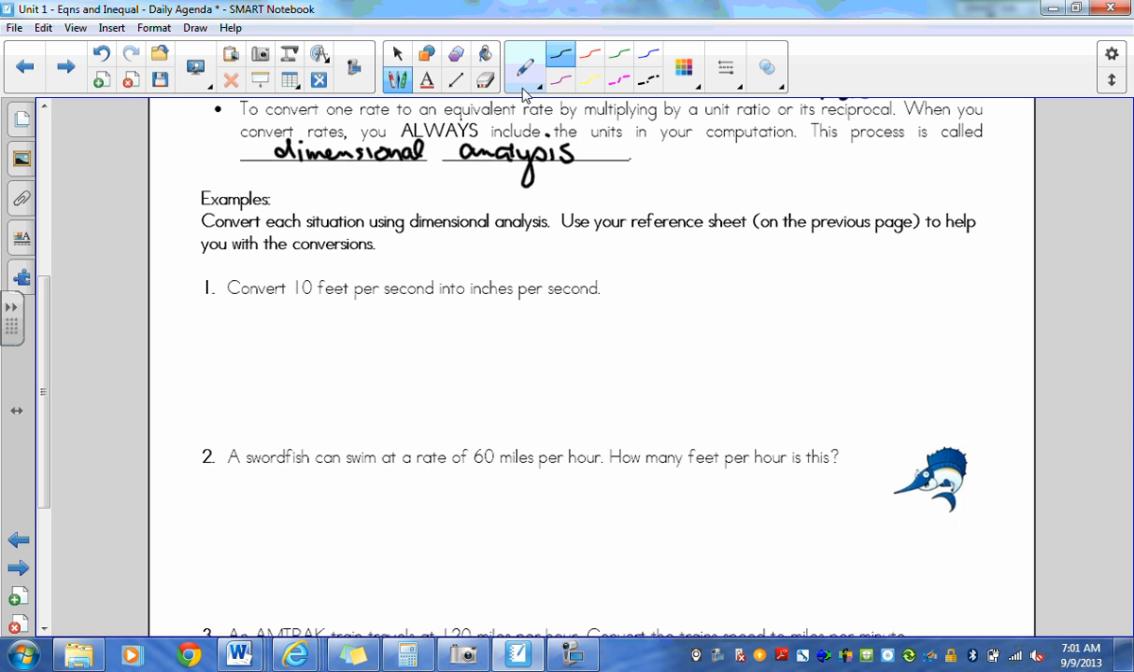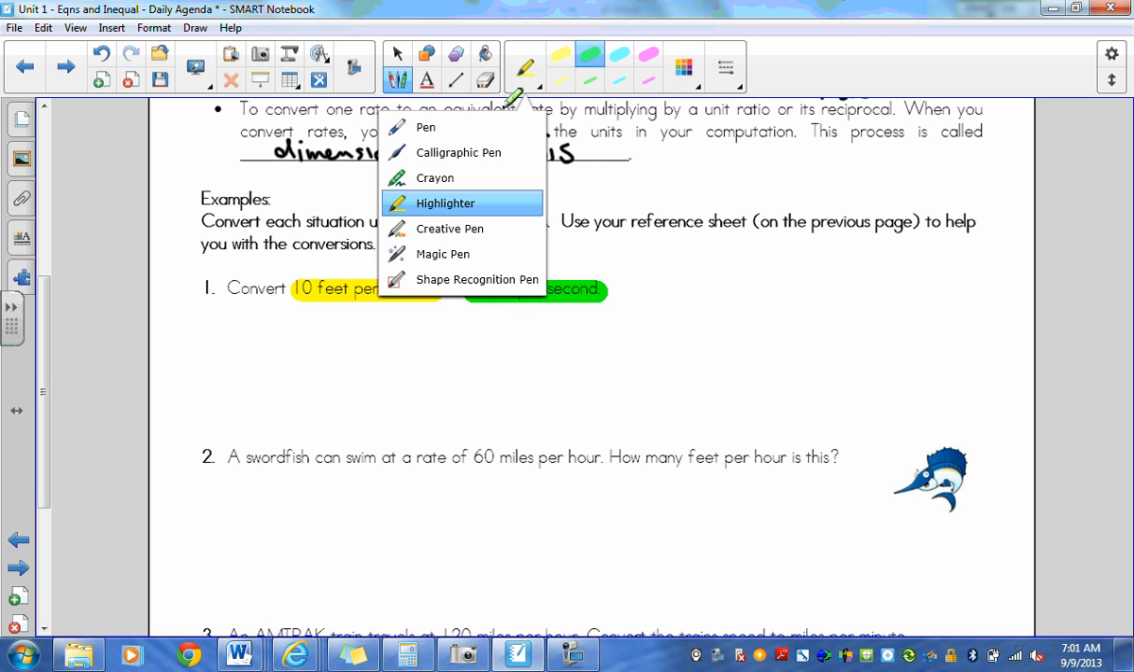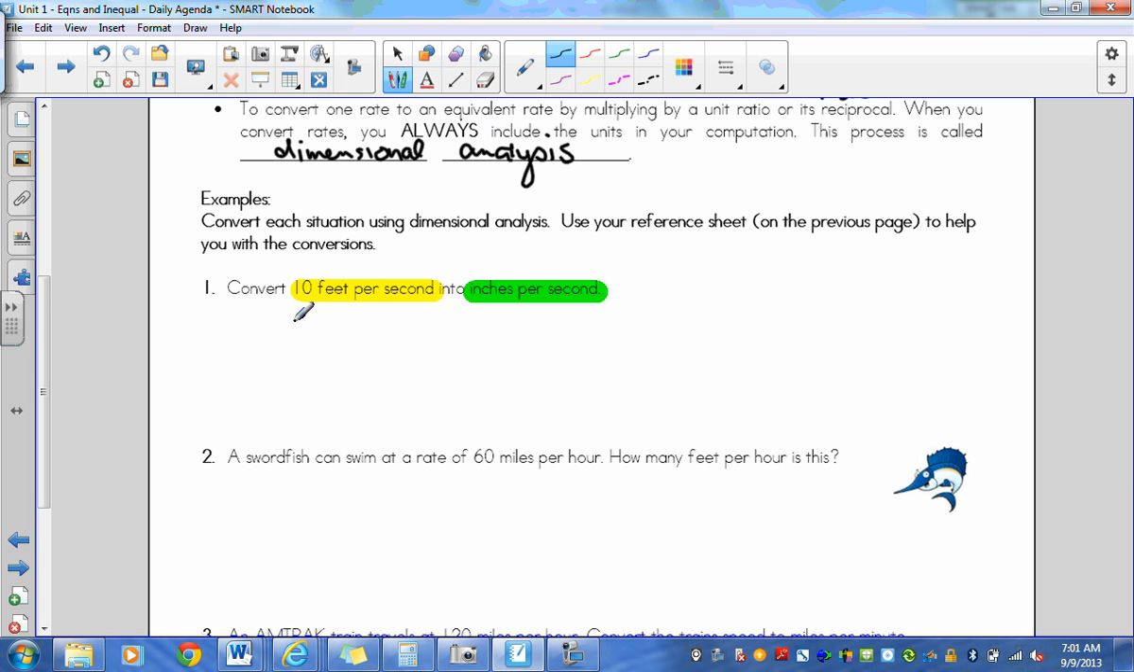Alright, so we start with the original rate. The original rate is 10 feet per second, and we're going to change that to inches per second. So you start by writing as a fraction 10 feet per 1 second. I like to think about my goal. I'm going to multiply it by some unit ratio, and my goal is to get it in inches per second.